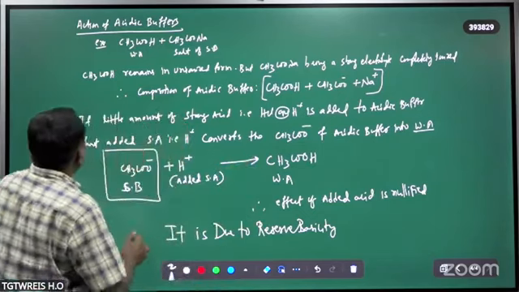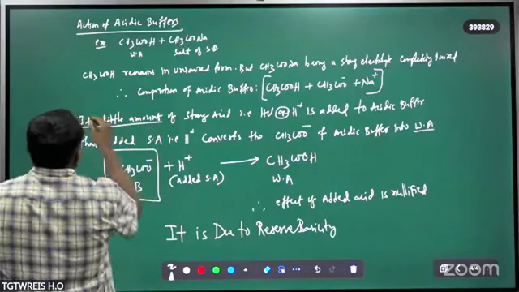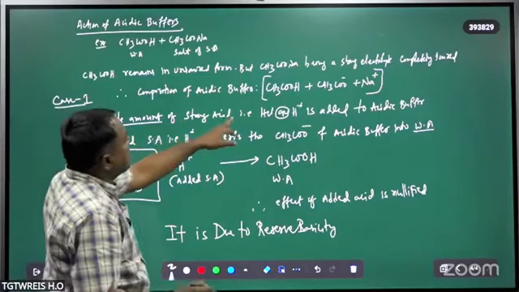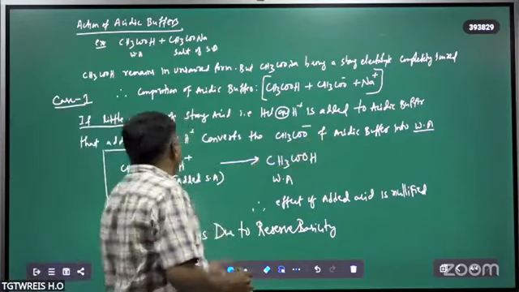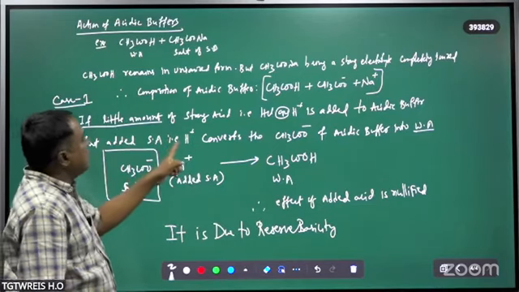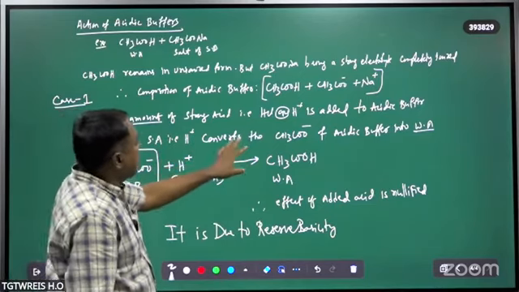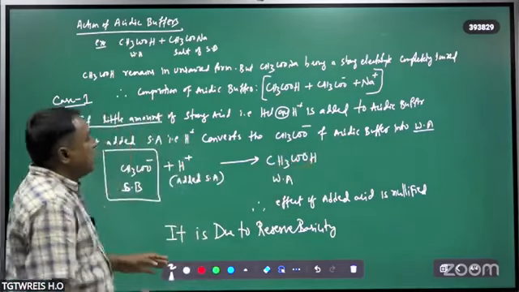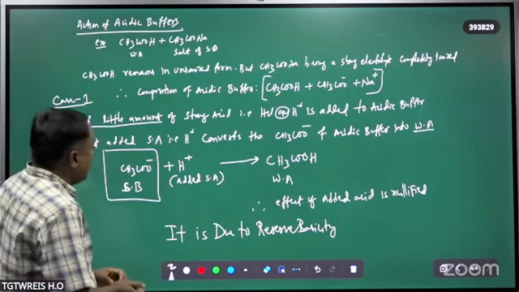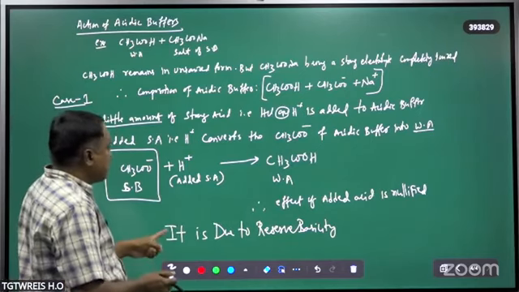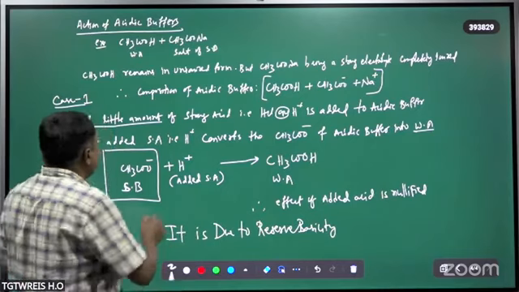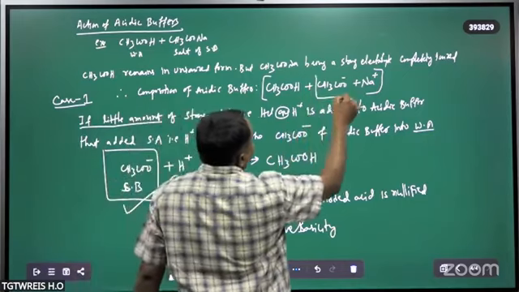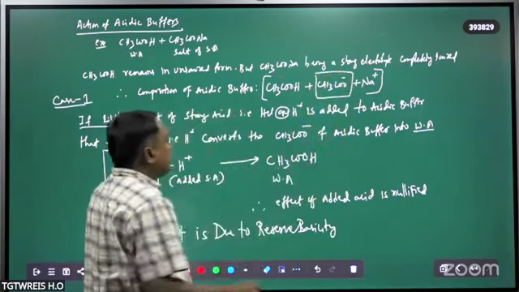So this is the first condition now. In the first case, if a little amount of strong acid, that is HCl or H plus, is added to the acidic buffer, that added strong acid, that is H plus, converts the CH3COO minus of the acidic buffer into weak acid. Therefore, the effect of added acid is nullified. Because it is due to what now? Reserve basicity, which is present in the buffer solution.